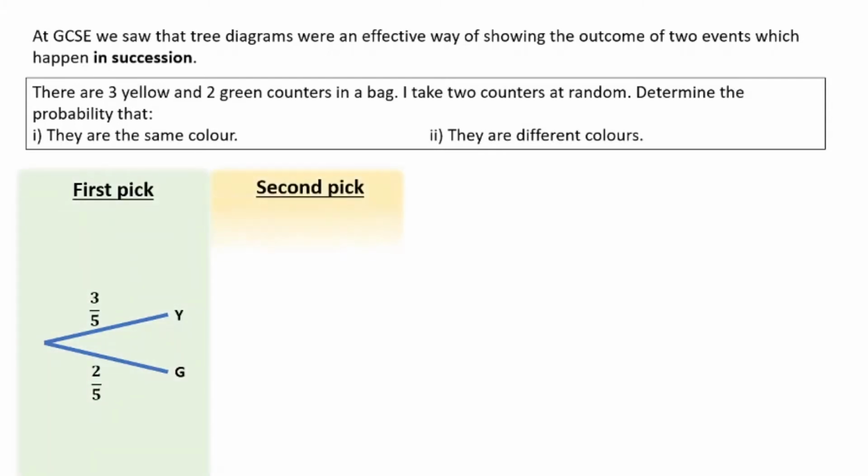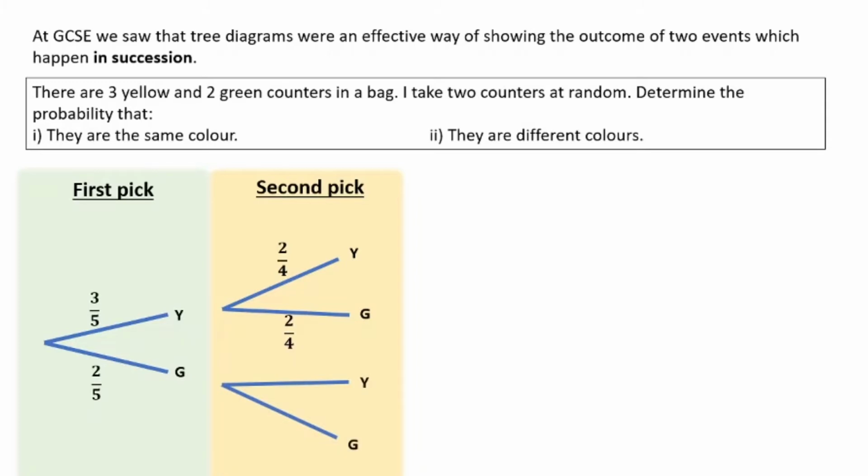Now the tree diagram is looking to demonstrate what might happen after each of those first picks. So if I had picked a yellow counter to begin with, I have 1 less counter. I now have 4 counters. 2 of them are yellow, 2 of them are green. 2 over 4 and 2 over 4 for these probabilities. This branch down here is not going to match because it's following a different scenario. It's following a different first outcome.